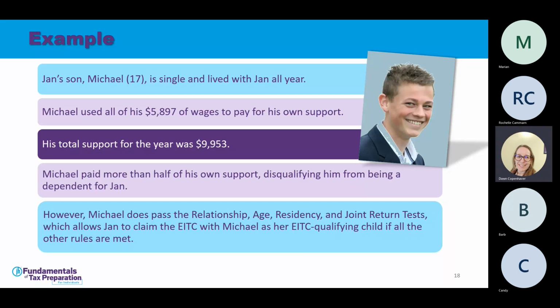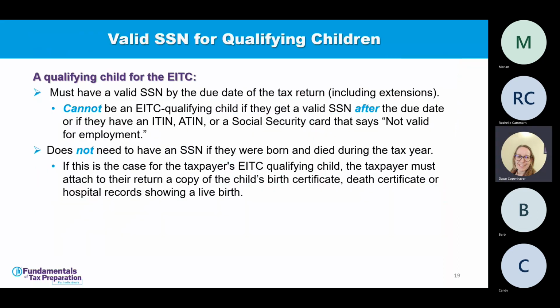But because he's under age 19 or under age 24, if he's still a student, which he probably should be, he does pass the relationship, age, residency, and joint return test. So his mom can still claim him as an earned income tax credit child, but not as a dependent. So again, our software will walk you through this. I just want you to know that this exists. It can be very confusing. Okay, we already talked about Social Security numbers. The child must have a Social Security number unless the child was born and died during the tax year. And again, special rules for those kids.